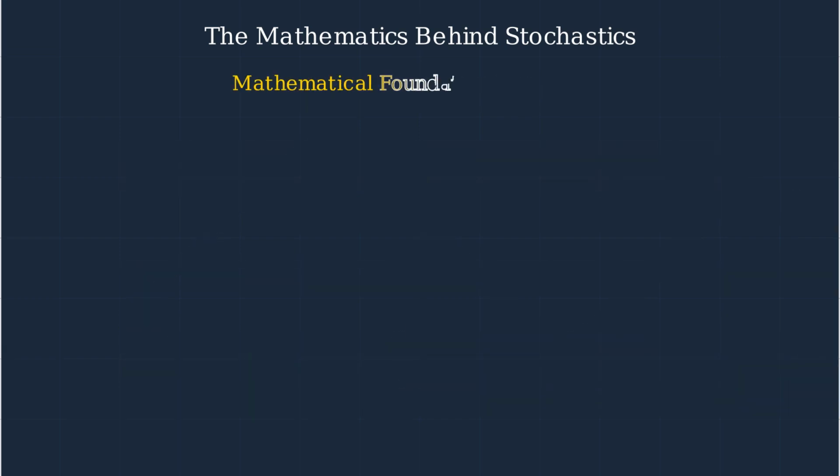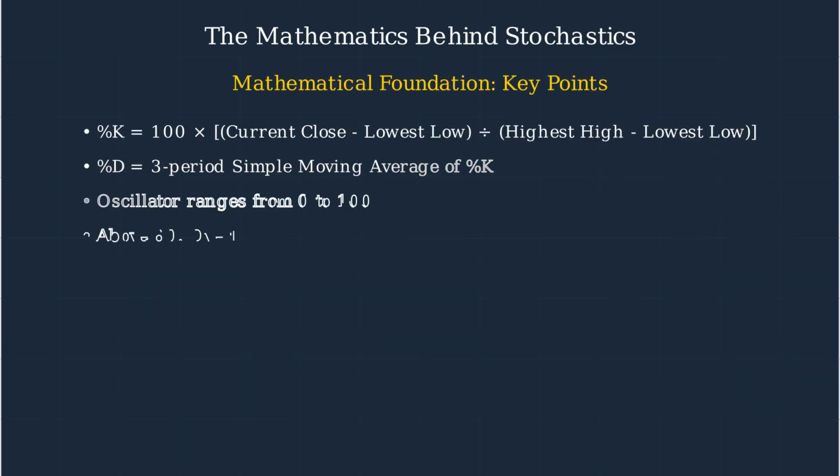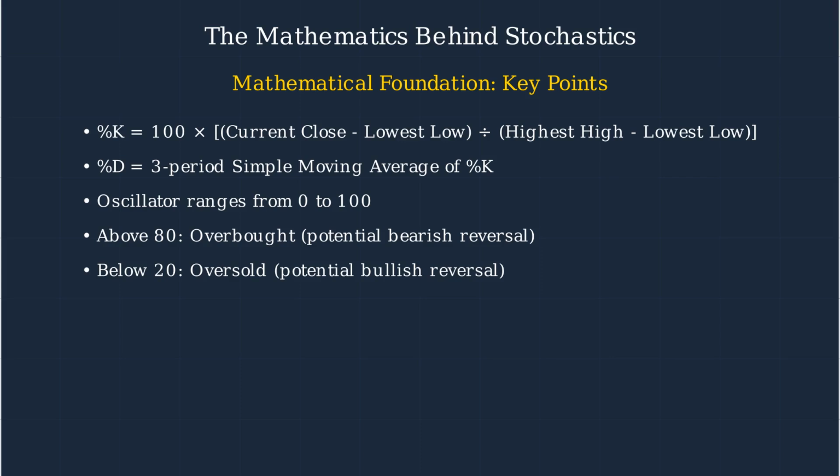To summarize the mathematics behind stochastics, %K measures where the current price sits within its recent range, %D smooths out %K for a clearer signal, and together they create an oscillator that helps quantify momentum and identify potential reversal points.